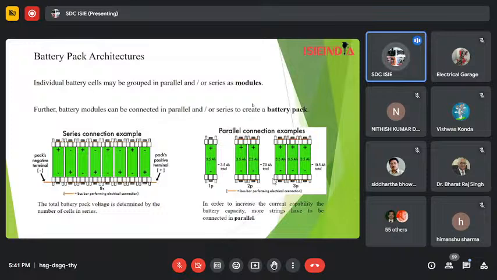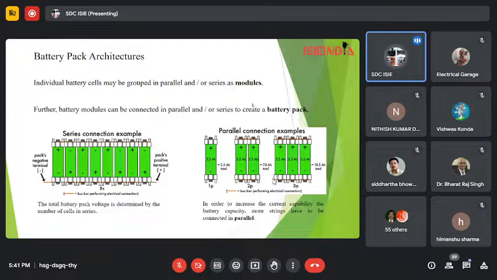So let's say I am using 1,000 cells inside an electric four-wheeler. I can't connect the 1,000 cells at one time in one unit. So I will form modules. I will make a module of 100 cells, another 100, another 100. And again, I will connect them in parallel and series to create my whole battery pack.